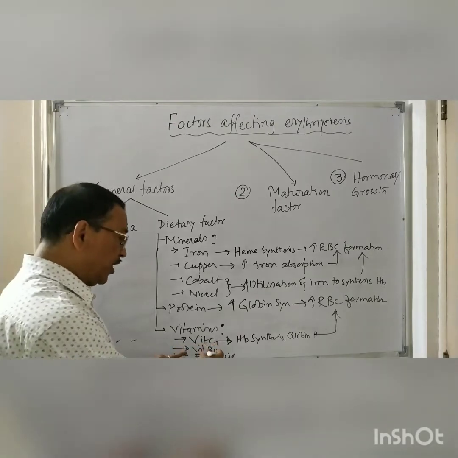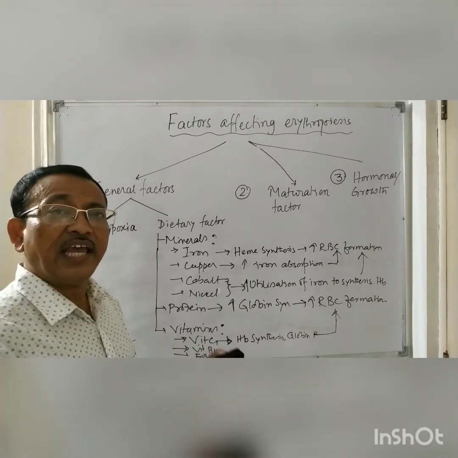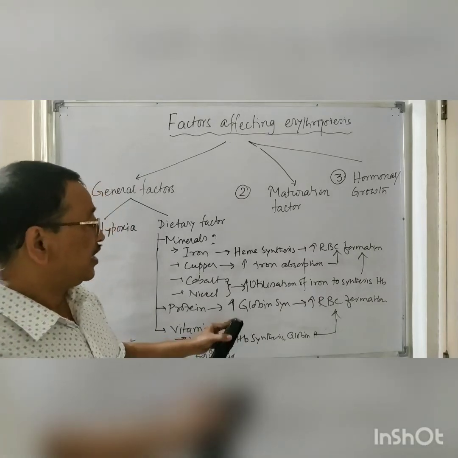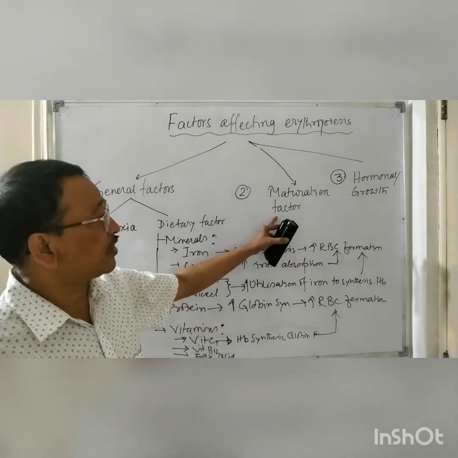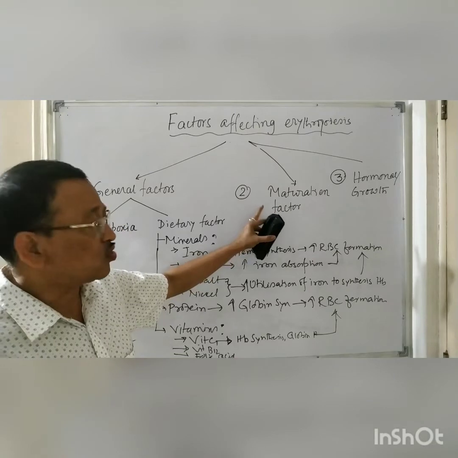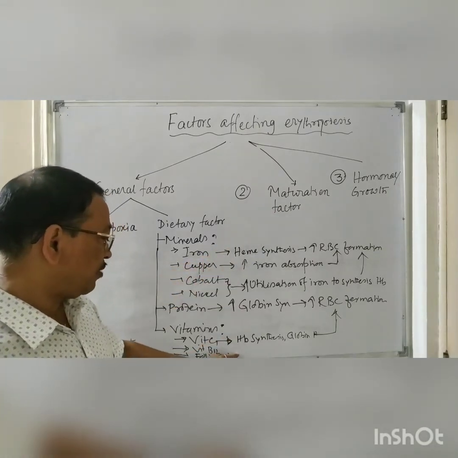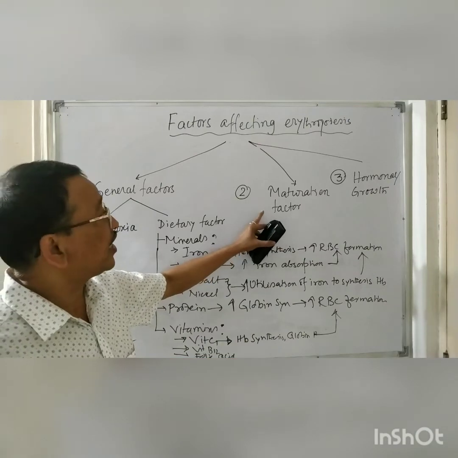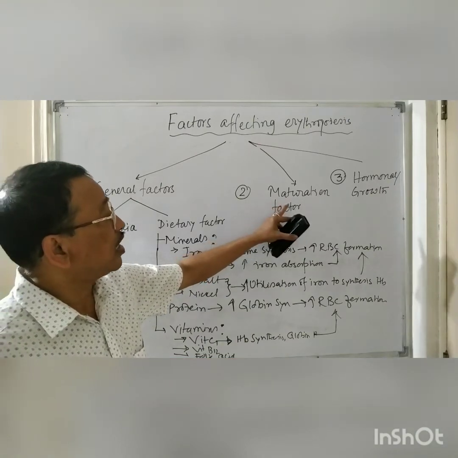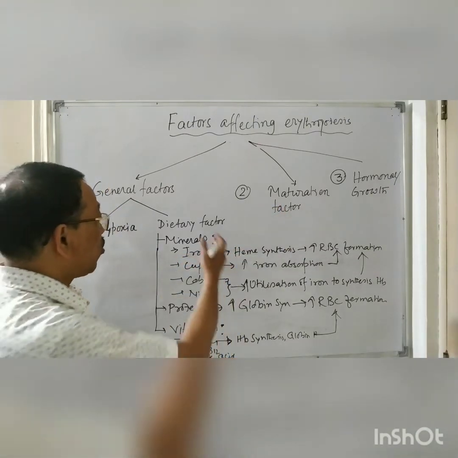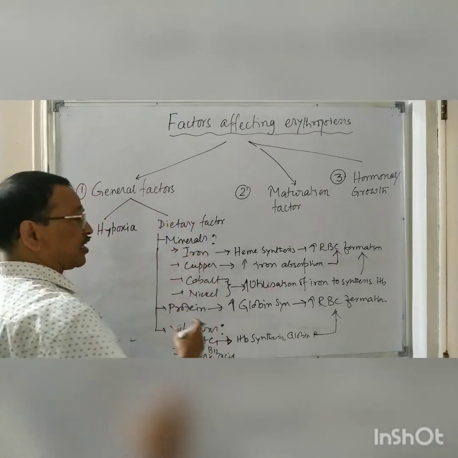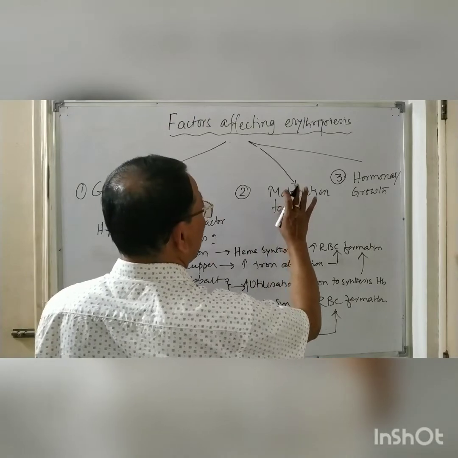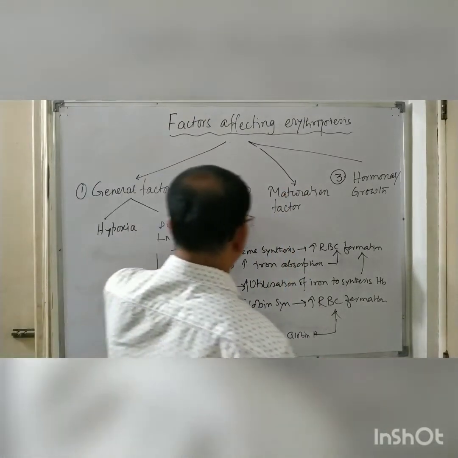Whereas vitamin B12 and the folic acid help in maturation of the RBC, and thereby they are included under the maturation factor. So I will talk about details of vitamin B12 and folic acid under this category. That is the second factor, which is known as maturation factor. So this is all about the general factors. So let us see what are the maturation factors.